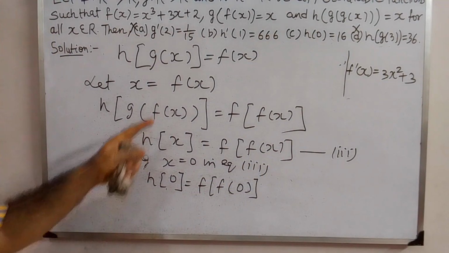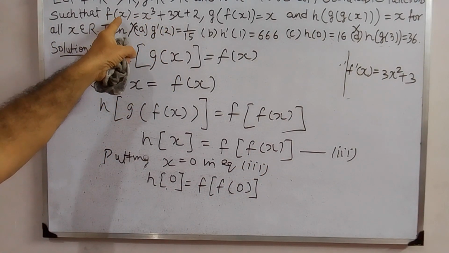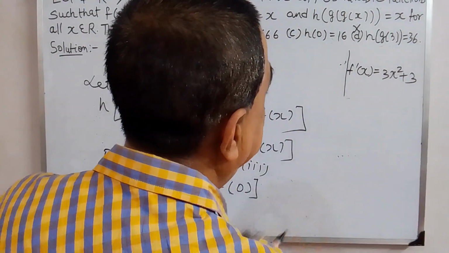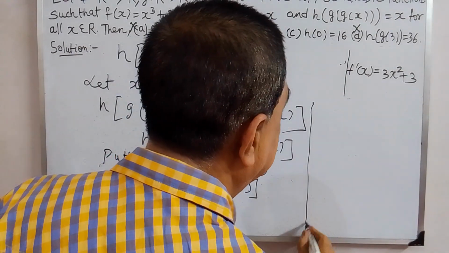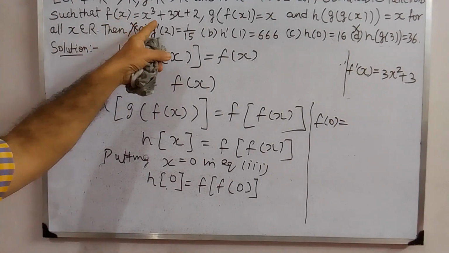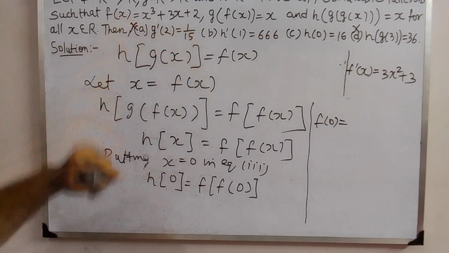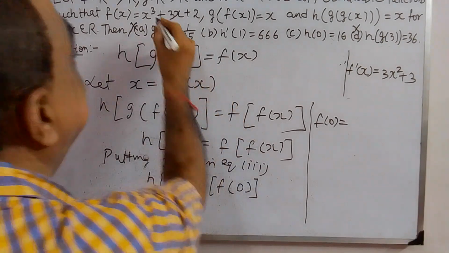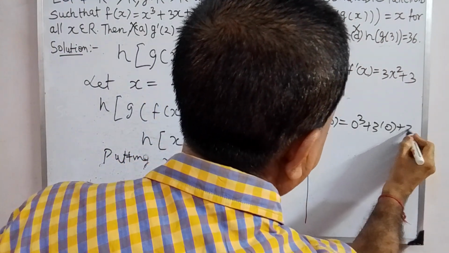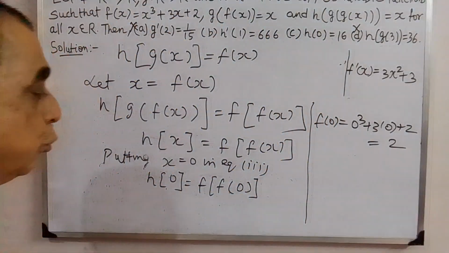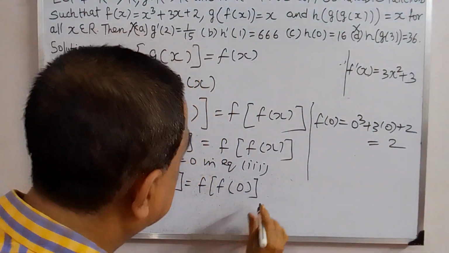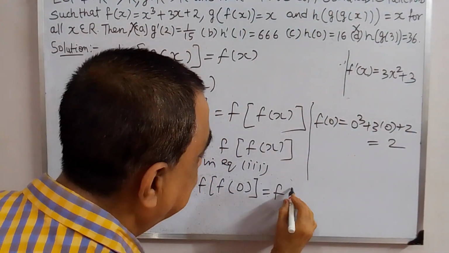Now f0 means what? F0 means the value of the function fx when x is equal to 0. Now put x equal to 0, so this will become 0 cube plus 3 into 0 plus 2. On solving we are getting 2. So the f0 value is 2. So this will become f of f0.